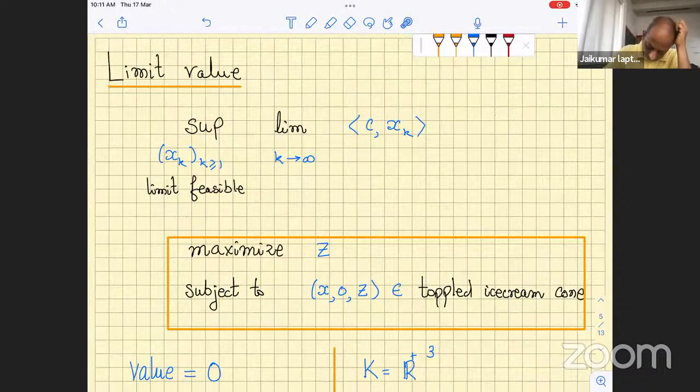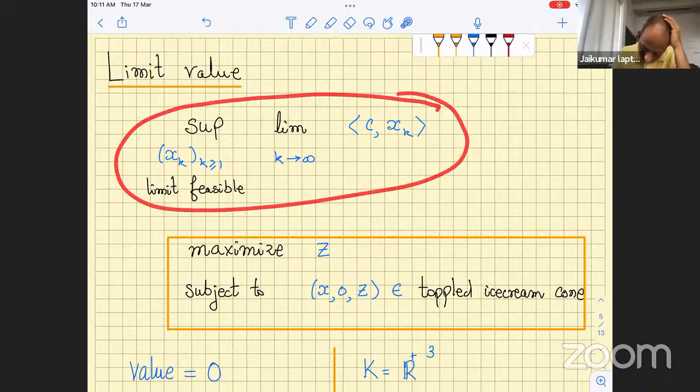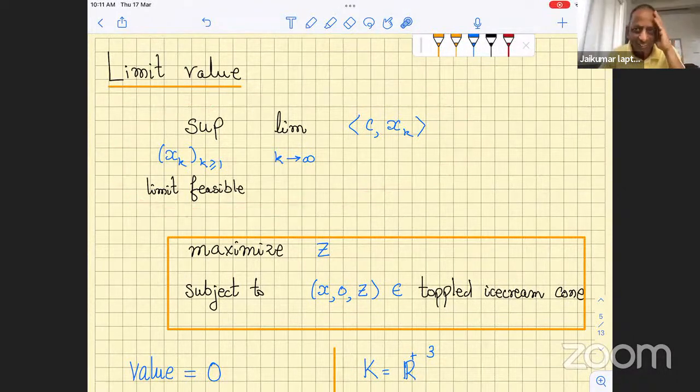So, okay, this was the definition of limit value. Does anybody have any questions?